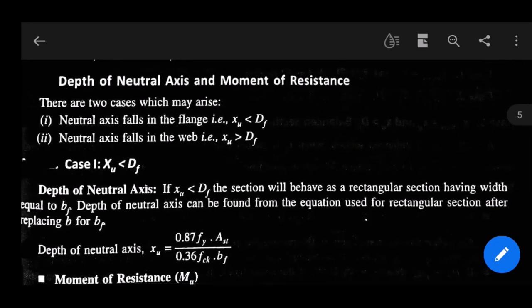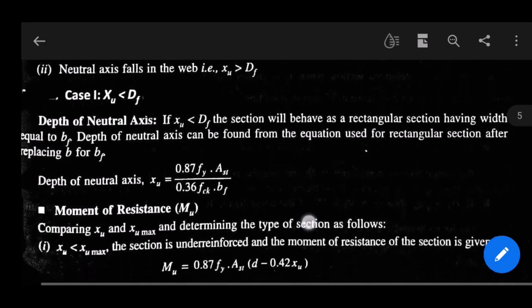Now the depth of neutral axis and moment of resistance. There are two cases. First, the neutral axis falls in the flange, as you've seen in the figure. This is the first case, as I told you earlier, XU less than DF. The second case is when the neutral axis falls in the web, that is XU greater than DF. That figure I have also shown you. So case 1: XU less than DF, that means the neutral axis lies in the flange portion.